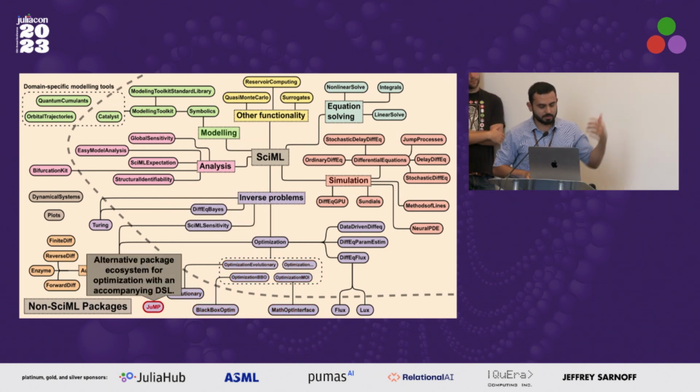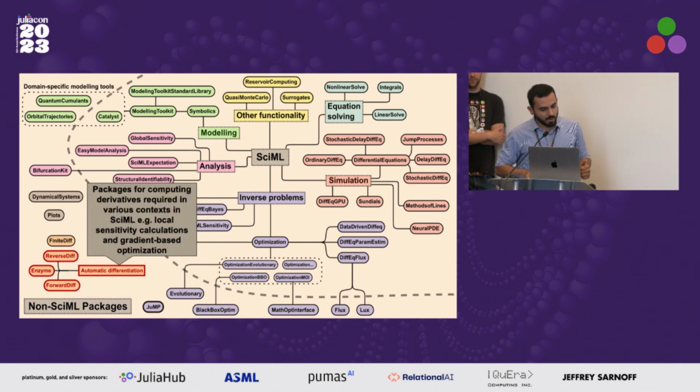Jump, you all know what it is, but it's a DSL. So that can be a bit restrictive for some of these problems that we have. So that's why we had to develop optimization. Automatic differentiation is the backbone of a lot of these things that we are able to do with these packages.